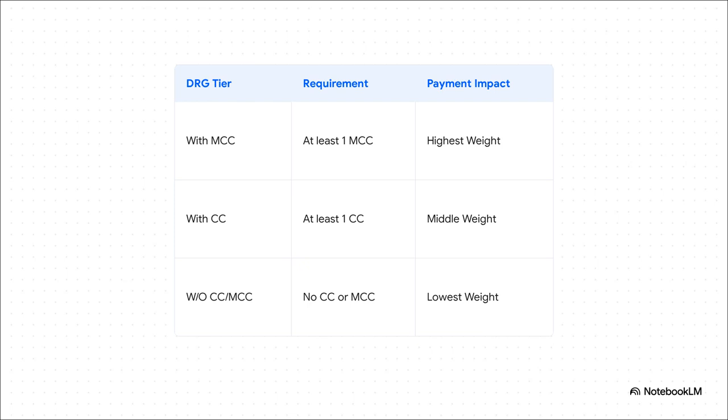And right at the top, with MCC, a major complication or comorbidity. This acts as a massive severity adjustment that heavily multiplies the hospital's base payment rate. Basically, the more severe the patient's secondary conditions, the higher the weight and the higher the final payment.